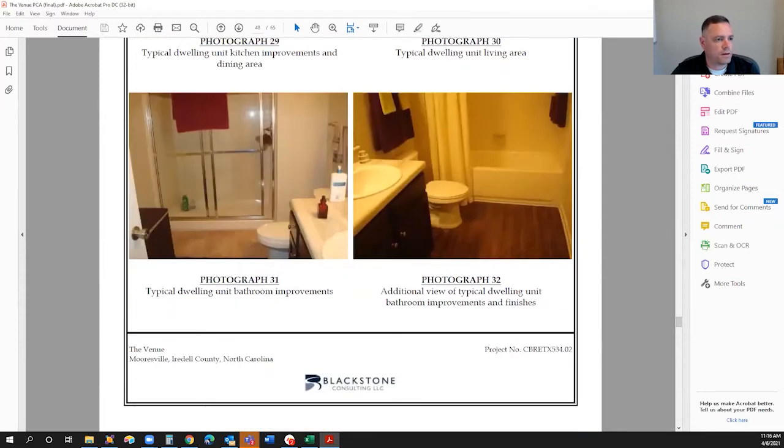Okay. So I'm going to stop share for a second. All right. So if we have any questions on the PCA, please feel free to go ahead and give me those. Property condition assessment. What is a property condition assessment? That's what it is. How much does the lender charge for this report?